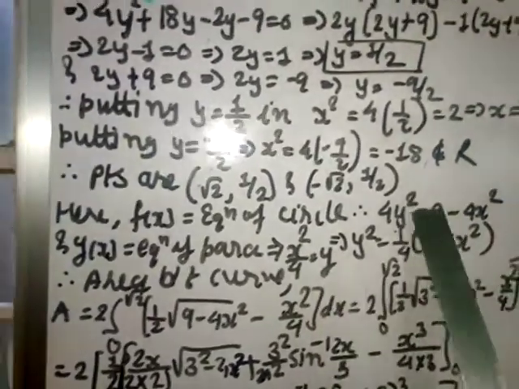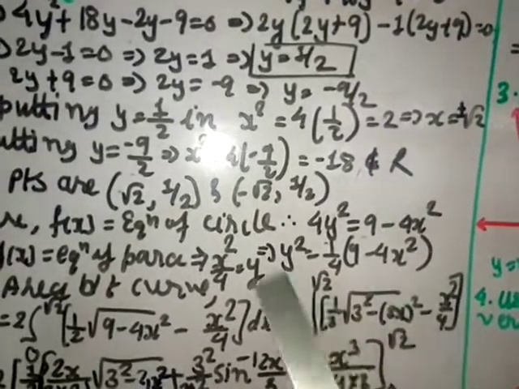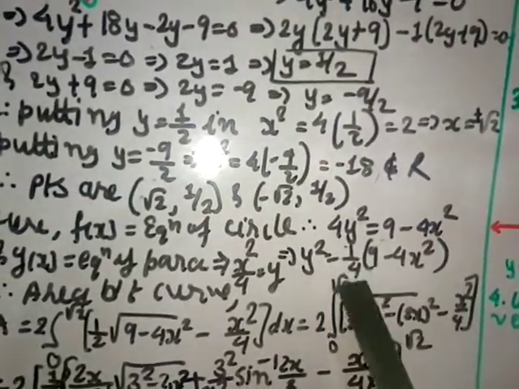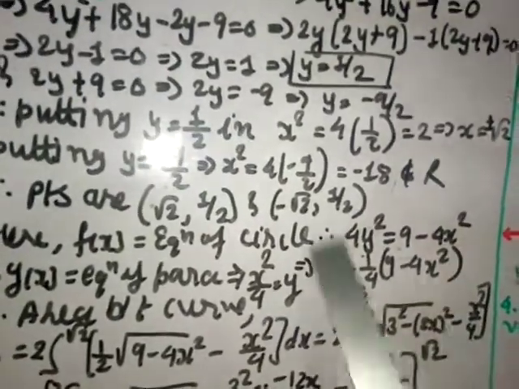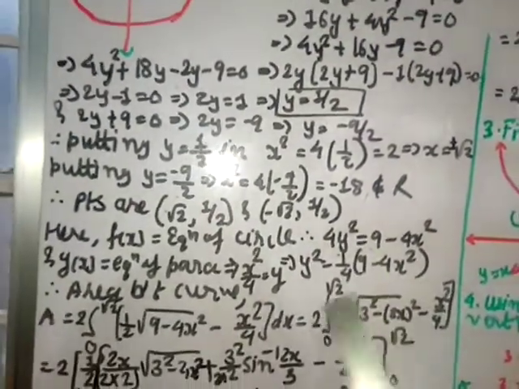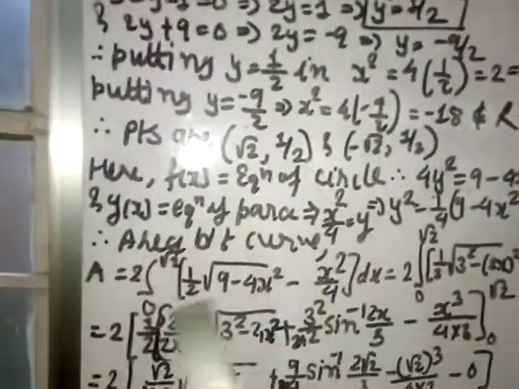From here I can write y square is equal to 1 by 4 into 9 minus 4x square, so it should be in terms of y. If I take the square root it will be 1 by 2 square root of 9 minus 4x square. So we have to make this in terms of y is equal to, and this also y is equal to. Area between the curves A is equal to 2 times. Why 2 times? Because these are the two symmetric parts.